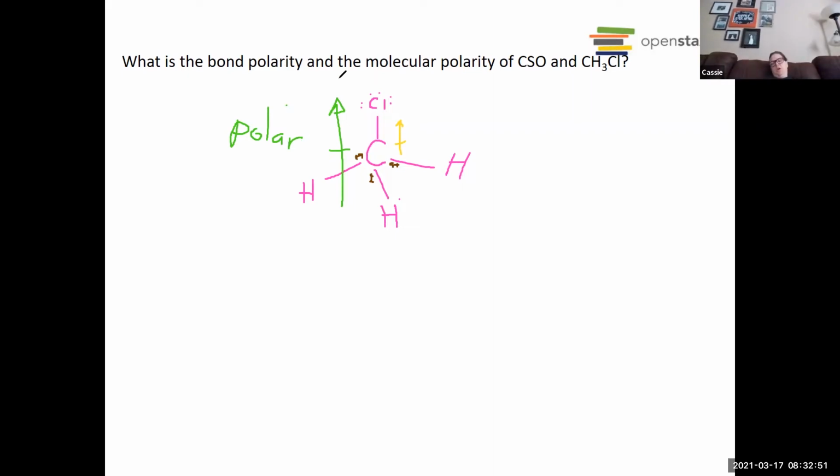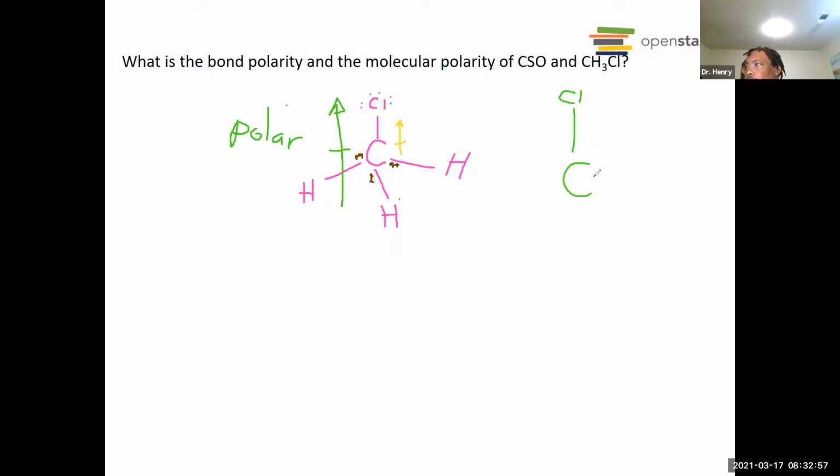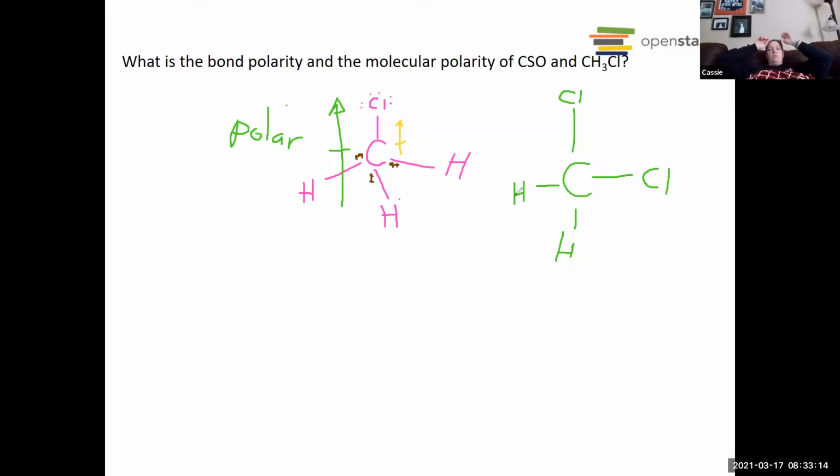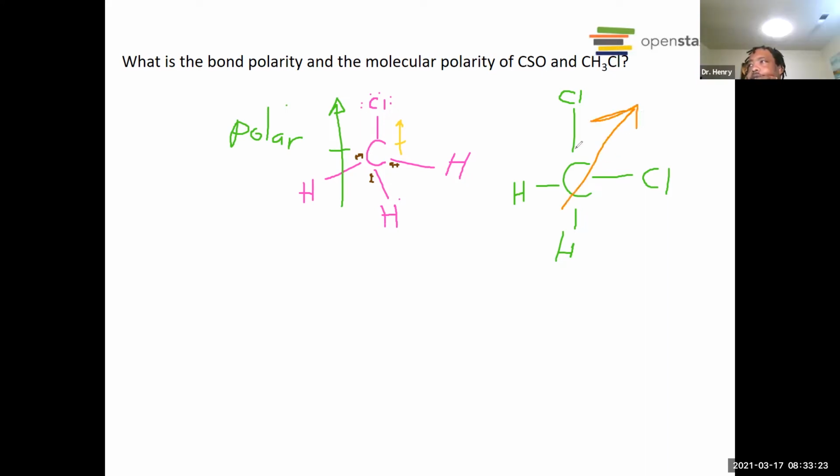Yeah. Okay, so what if I had this? Would it be polar or nonpolar? Wouldn't it be polar because it's still pulling towards the chlorines, in two opposite directions now? So it would be going in this direction between the two. That's correct. It would also still be polar. What about this guy?